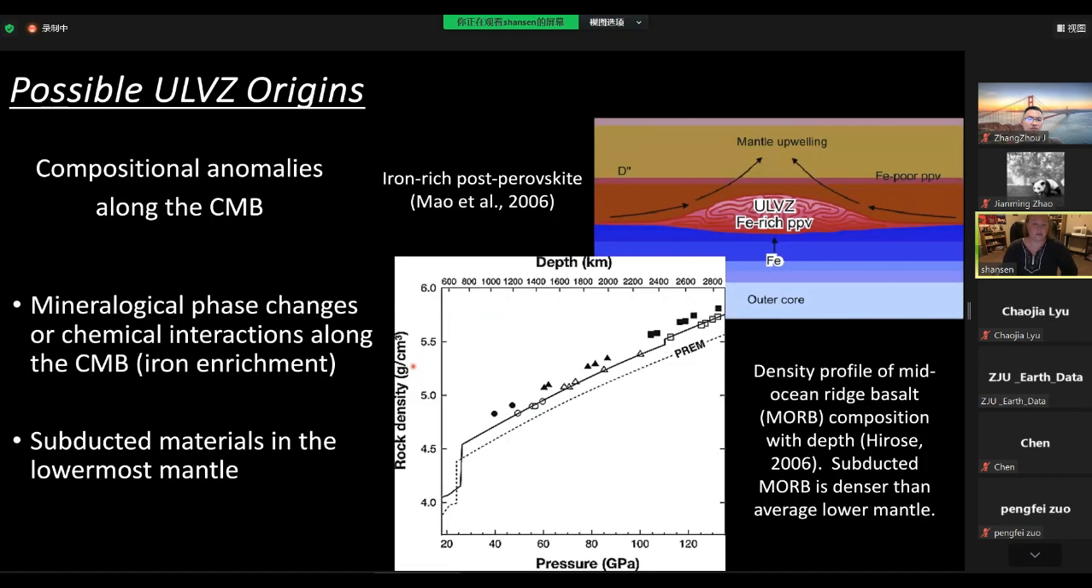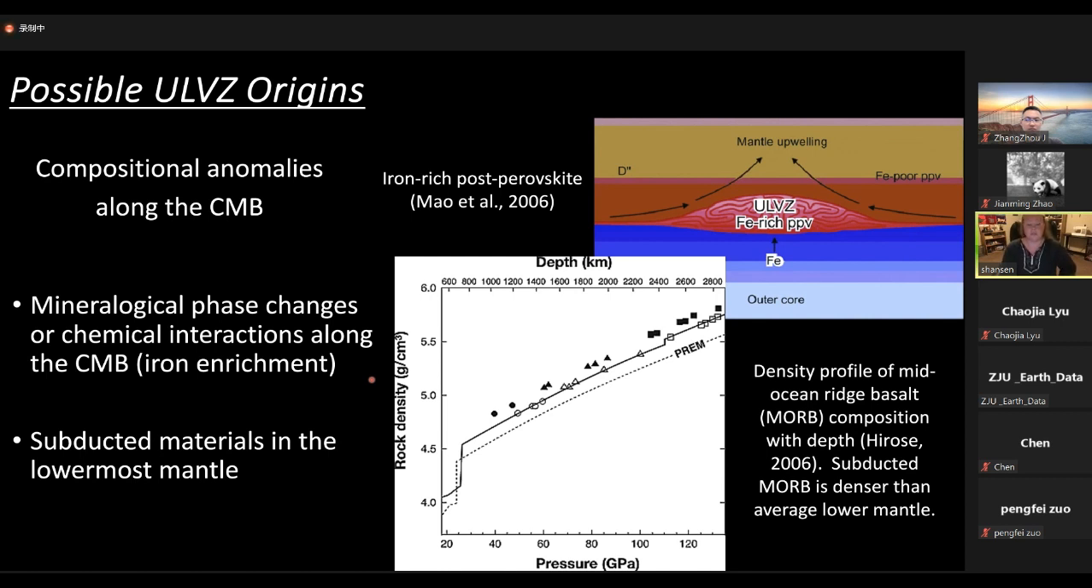That said, not all ULVZs have been identified in what are thought to be hot portions of the lowermost mantle. Indeed, some appear to be in presumably relatively cooler areas. And so in those cases, typically compositional anomalies are invoked to represent ULVZs along the core-mantle boundary. Now, under the umbrella of compositional anomalies, that can mean a variety of things.